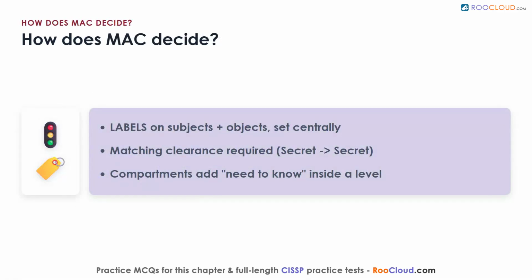Now, the strictest model of the set. How does mandatory access control decide who gets in? Through labels attached to both subjects and objects, set centrally and never by the user. Give a document a secret label, and only a subject who also carries a matching secret clearance may open it. Labels form a hierarchy of sensitivity, so a top secret clearance usually covers everything below it. Because a clearance alone is not enough, the model layers in compartments, like separate boxes inside a level, so you also need the specific compartment label to enter. That is the need-to-know principle baked directly into the design.